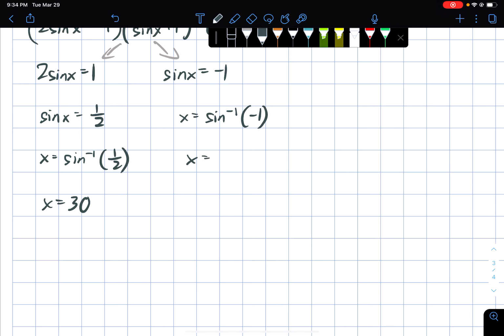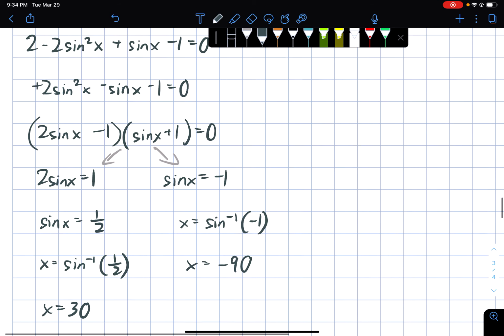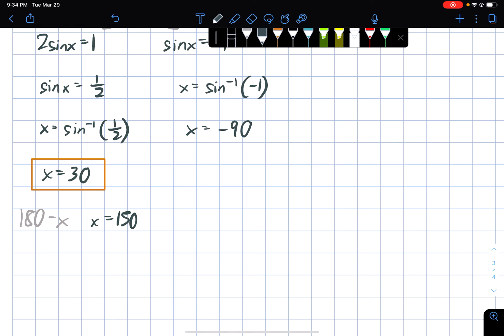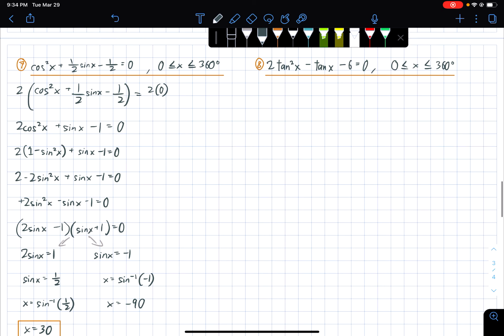For the other side, the arc sine of -1 is -90, which is not a solution. But we can use it for other real solutions. So let's box that as a final answer, one of the final answers. Since it's sine, 180 minus x, we have x is equal to 150. I hope I'm doing it right. Let me check.